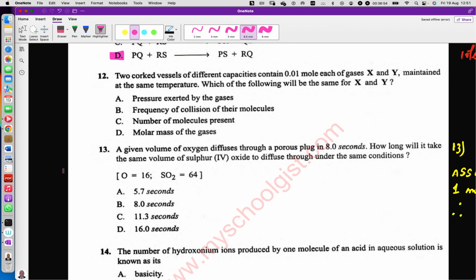Two corked vessels of different capacity contain 0.01 mole of the gas X and Y, maintained at the same temperature. Which of the following will be the same for X and Y? Pressure exerted by the gases, frequency of collision of the gas molecules, number of molecules present, molar mass of the gases.